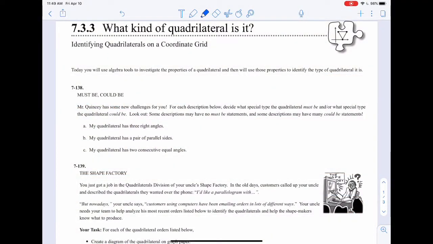Lesson 7.3.3. What kind of quadrilateral is it? Identifying quadrilaterals on a coordinate grid. Today you will use algebra tools to investigate the properties of a quadrilateral, and we'll use those properties to identify the type of quadrilateral it is.